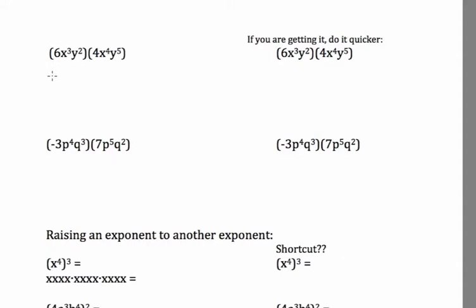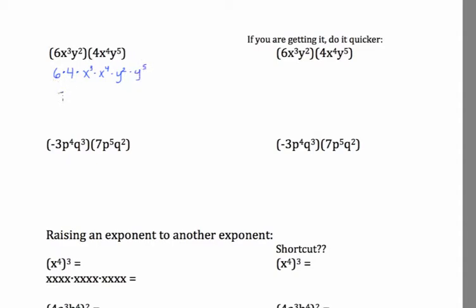So let's take a look at this problem. Again, the associative and commutative properties tell me that I can get rid of the parentheses and rearrange the order, as long as everything is multiplied together here, which it is. There's no adding or subtracting in here at all. So I'll put the numbers next to each other, and then the letters next to each other. I've got an x to the 3rd and an x to the 4th, and a y squared, and a y to the 5th.